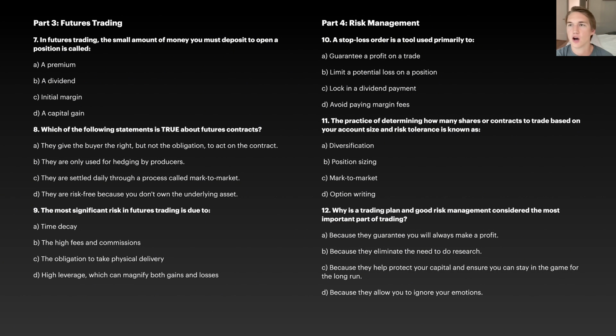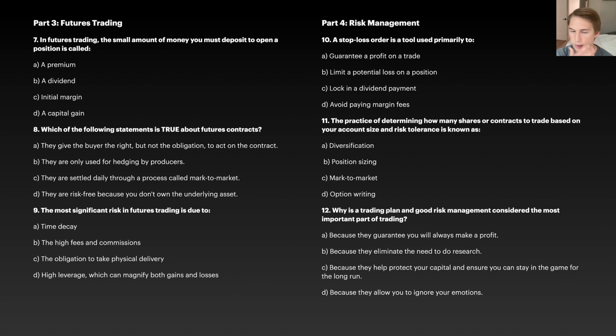Now, last 3 questions in the final exam. Number 10, a stop loss order is a tool used primarily to limit a potential loss on a position. Question number 11, the practice of determining how many shares or contracts to trade based on your account size and risk tolerance is known as position sizing. Exactly.